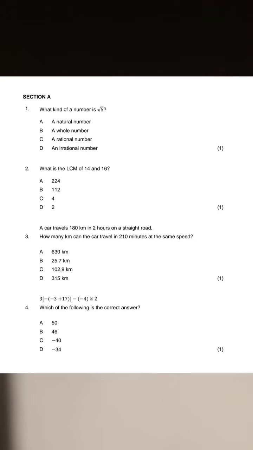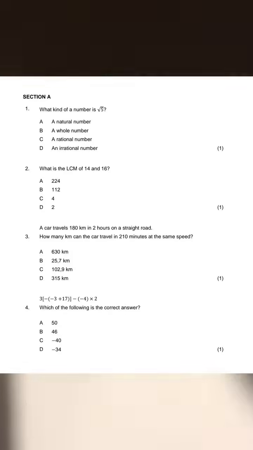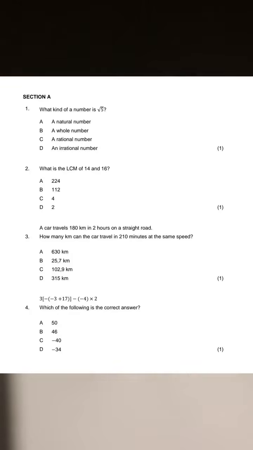So this is what I mean when you're doing these questions: you need to really look at the options, and in your mind you need to be able to say, okay, the square root of 5 can't be a natural number. Why? Because a natural number is a number that starts at 1.